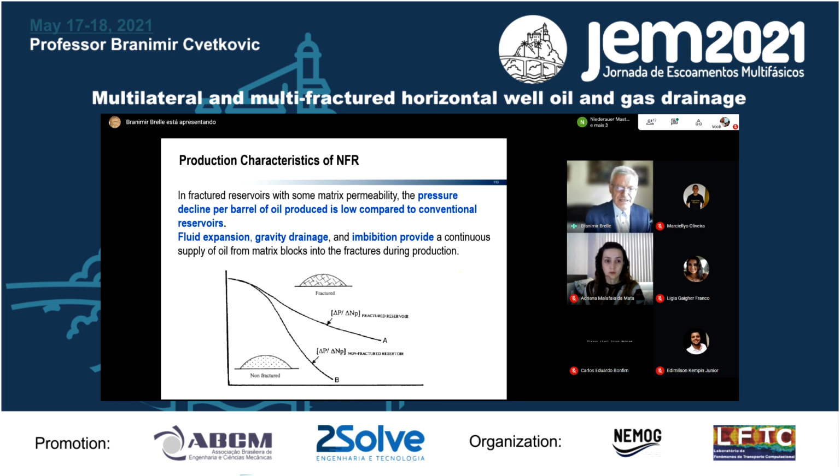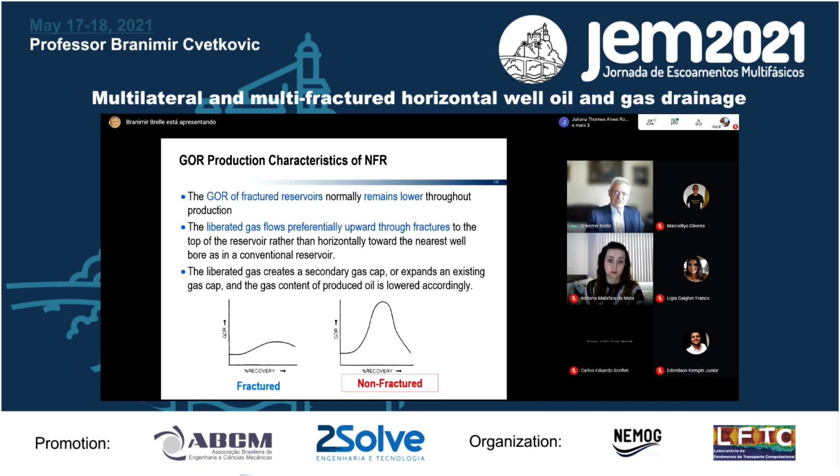Then I have another production characteristic of NFR. It is also another issue in a fractured reservoir with some matrix permeability. The pressure decline per barrel of oil produced is low compared to the conventional reservoir. So you will see that the pressure drop per barrel produced is lower than in a conventional reservoir. That is also fractured versus non-fractured reservoir.